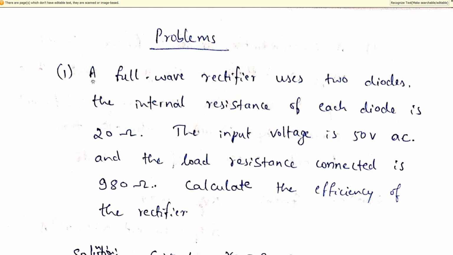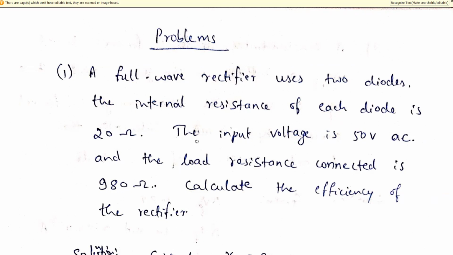So this problem reads, a full wave rectifier uses two diodes. The internal resistance of each diode is 20 ohm. The input voltage is 50 volt AC and the load resistance connected is 980 ohm. Calculate the efficiency of the rectifier.